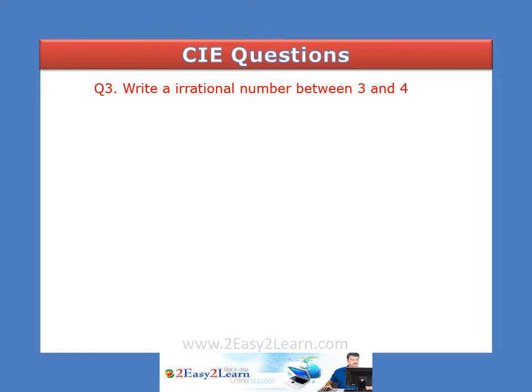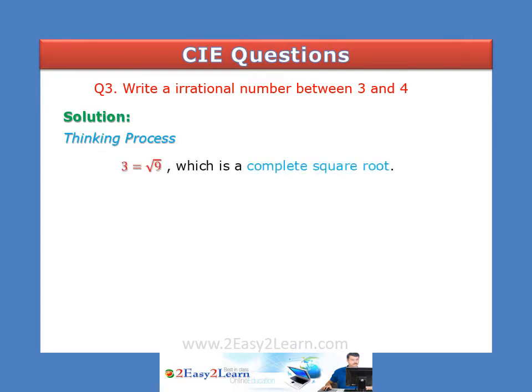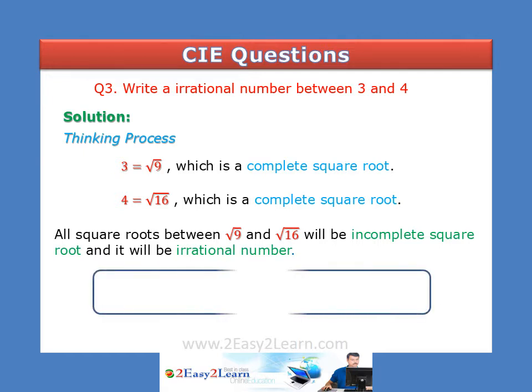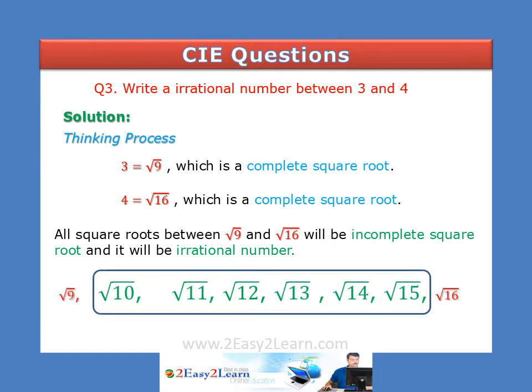Question 3. Write an irrational number between 3 and 4. Thinking process. 3 is equal to square root of 9, which is a complete square root. 4 is equal to square root of 16, which is a complete square root. All square roots between square root of 9 and square root of 16 will be incomplete square roots, and they will be irrational numbers. Therefore any number between square root of 9 and square root of 16 will be the answer.